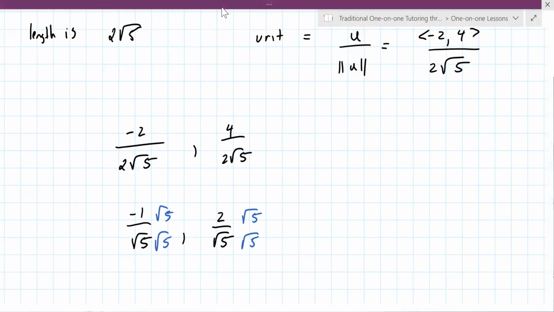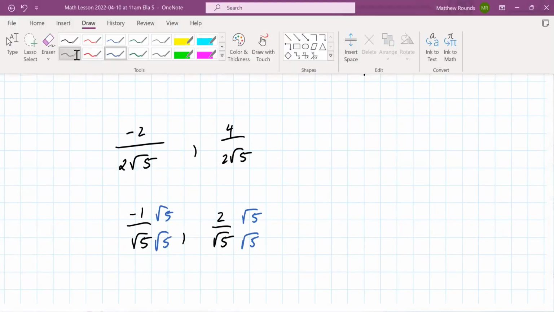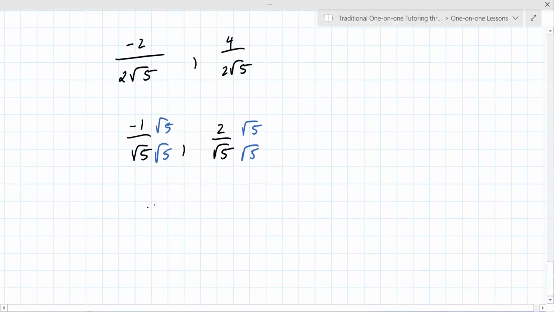So your final answer is minus square root 5 over 5, comma, 2 root 5 over 5. And the thing that's really interesting about this unit vector is that it has a length of 1, which, if you were really curious, you could figure that out. You could take the square of each of them, add them up, take the square root, and you get that value.